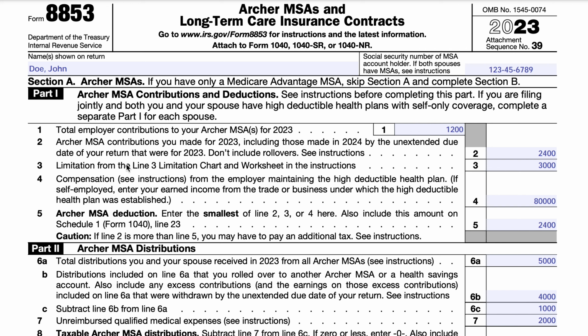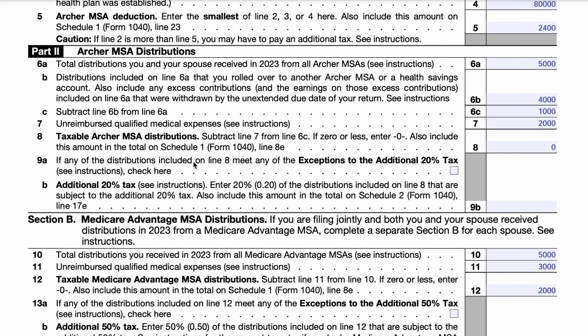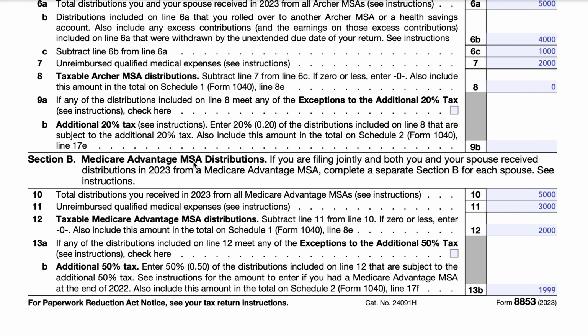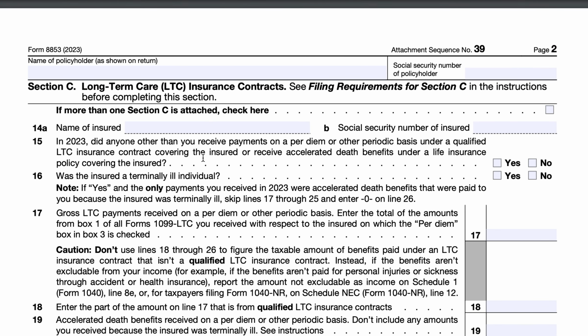There are 3 sections. So Section A has to do with Archer MSA, and it's broken down into 2 parts. Part 1 is the contributions and deductions portion. Part 2 is the distributions portion. Section B is the Medicare Advantage MSA distributions portion. And then Section C on the back is the long-term care insurance contracts portion.